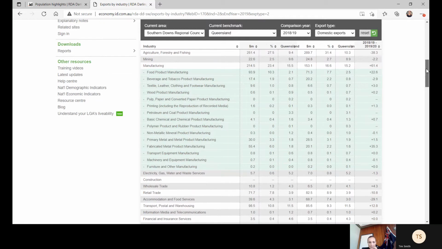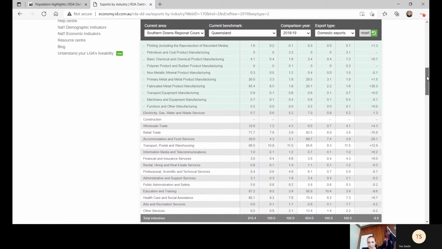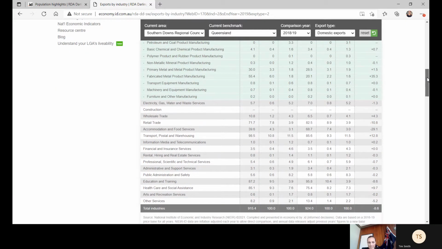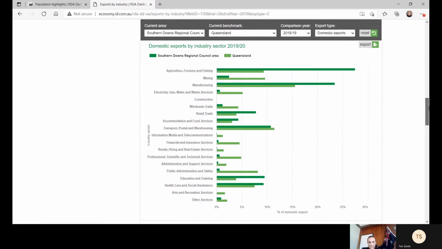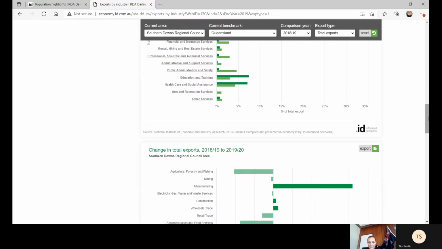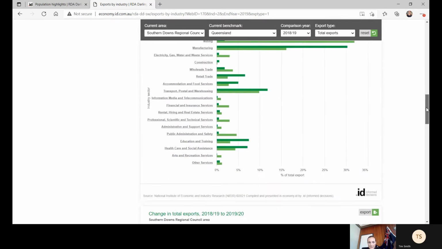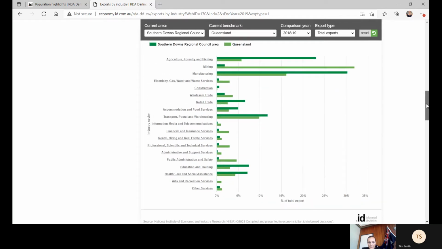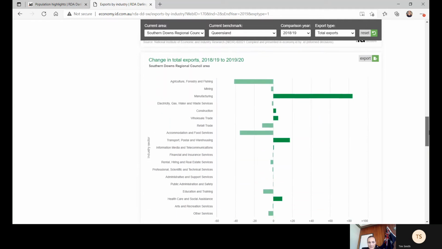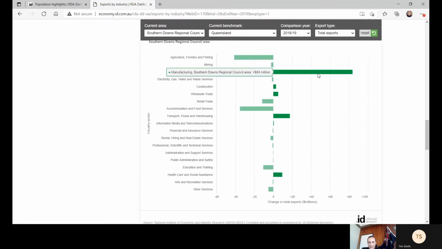So you can go through here and actually have a good look at your exposure, and also at industries that it's on domestic exports. I'm just going to put total exports. So we can see manufacturing and ag, the main industries, and we had a lot of growth in our manufacturing. We had a bit of a fall away in terms of our ag, accommodation and food services, no surprise.